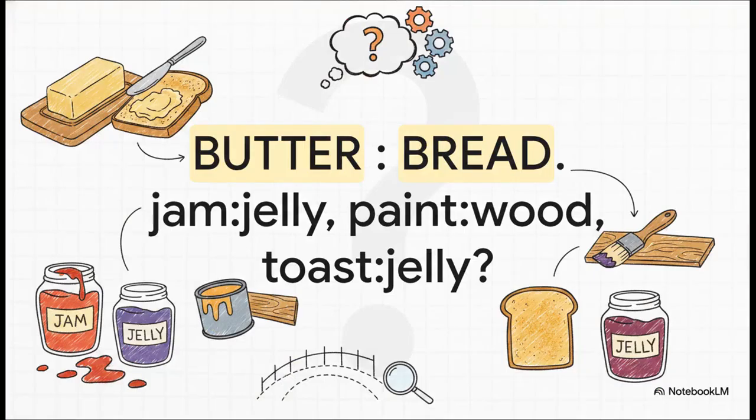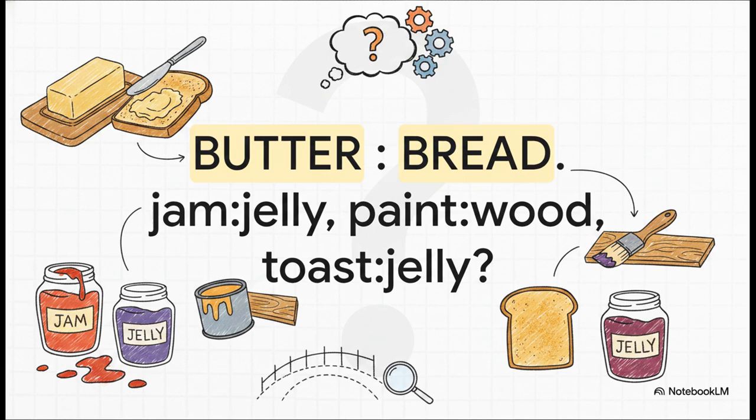Okay, time for Section 5, cracking the case files. I want you to actively participate here, okay? We're going to put the protocol to the test in a rapid-fire series of case files straight from our source material. Here's case file 001, the physical match. Your evidence is butter and bread. Your suspects are A, jam and jelly, B, paint and wood, and C, toast and jelly.